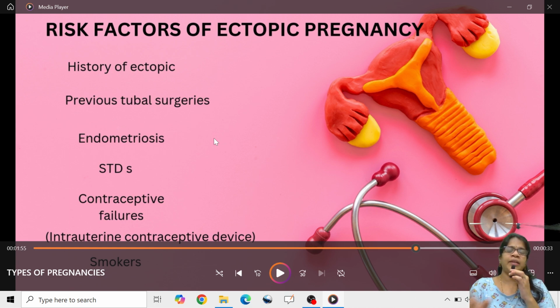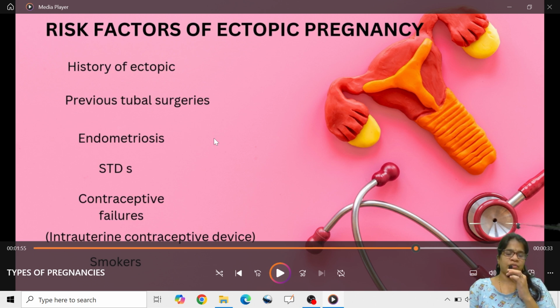See, for example, if a lady has taken a hormone-releasing intrauterine device, but for no reason she got pregnant, it could lead to ectopic pregnancy because more progesterone is produced, which leads to reduced movement of the fertilized egg into the uterine area. Hope I am clear with the concept of contraceptive failures.